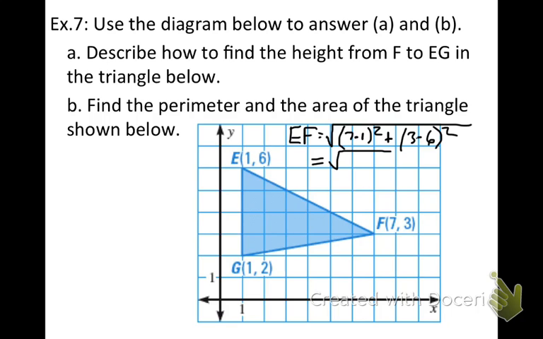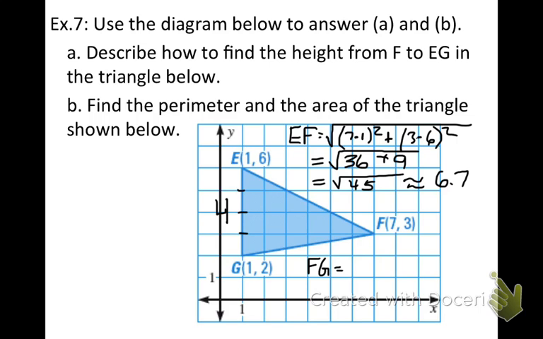And that's going to be the square root of 36 plus 9, which is the square root of 45, which is roughly 6.7. EG, this side length is going to be very easy. We can simply count the grid lines, and we know that this has a length of 4. 1, 2, 3, 4.